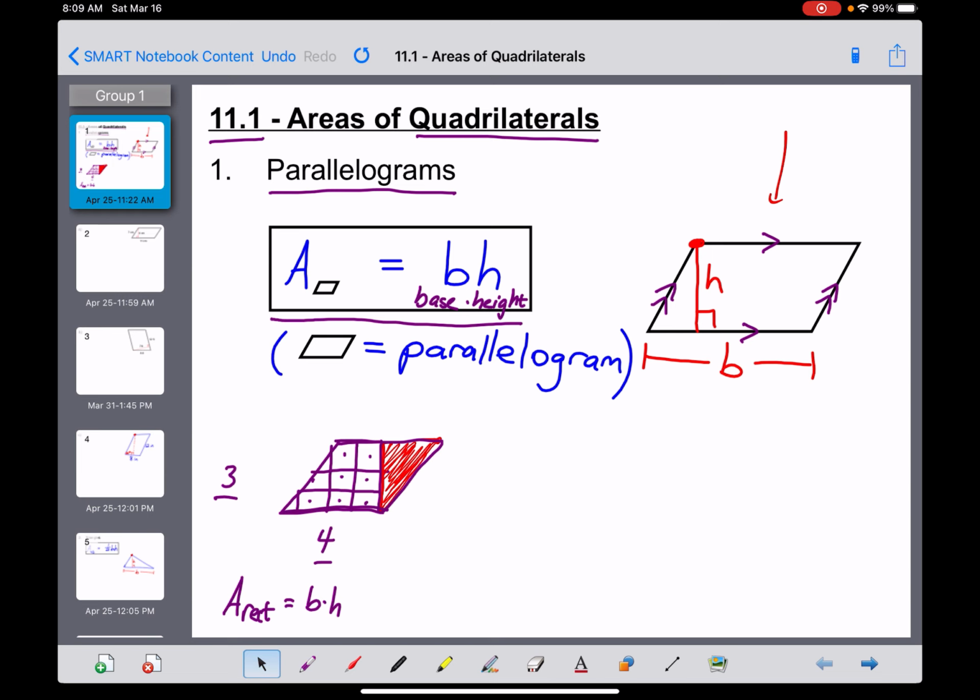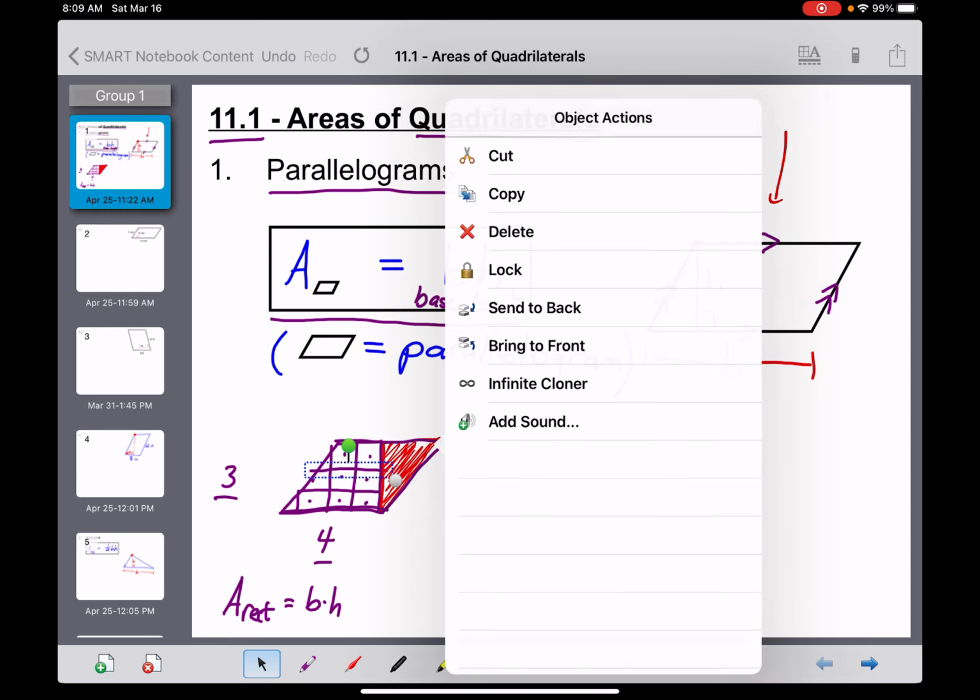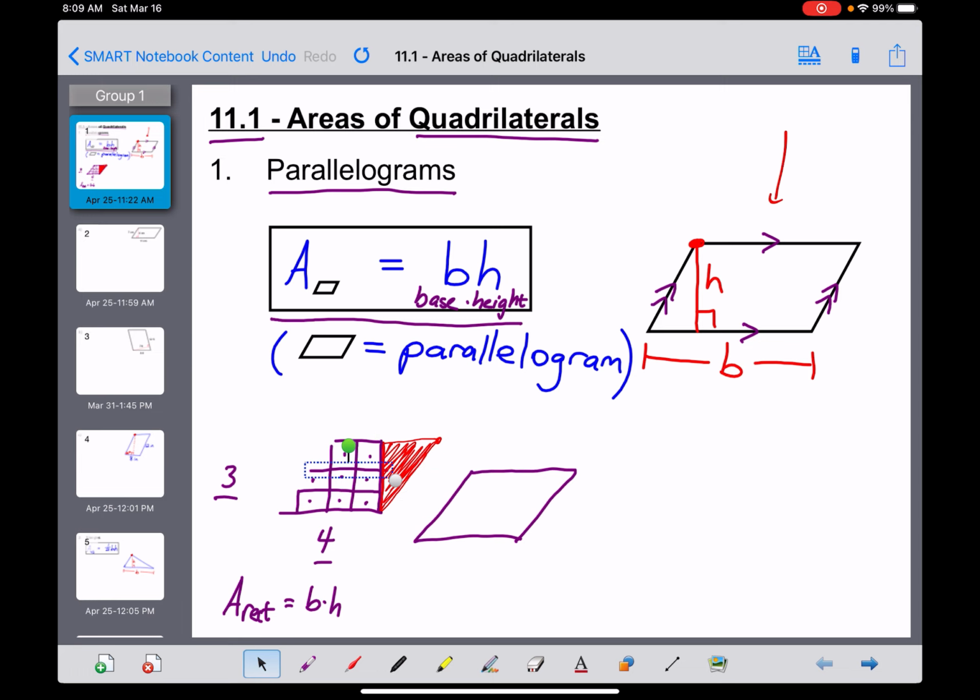Back when that red triangle was over here, we had that area of 12, and moving part of it to the other side really hasn't changed the overall size of the figure. So this same formula here, guys, base times height, is going to work for any parallelogram, whether it's a rectangle or not.